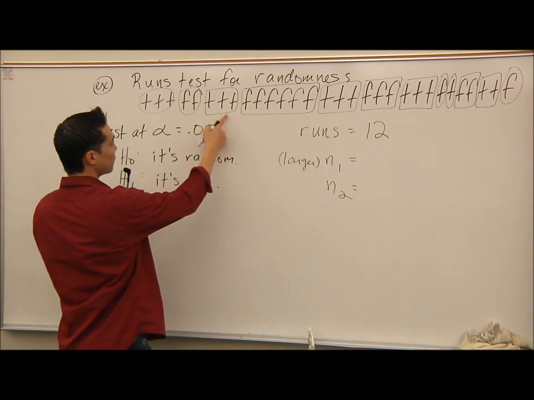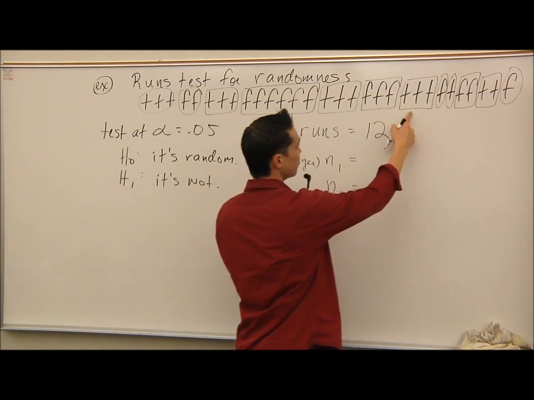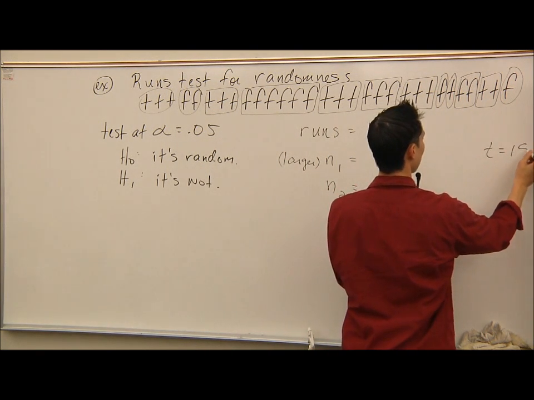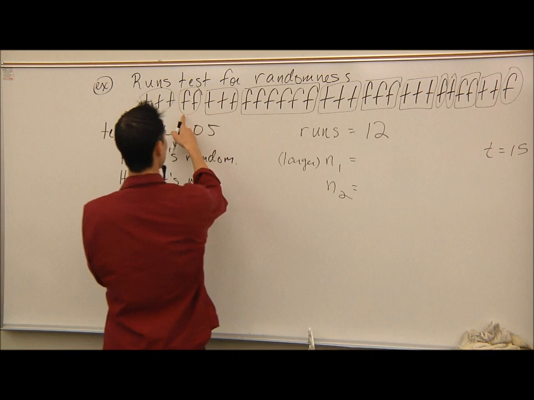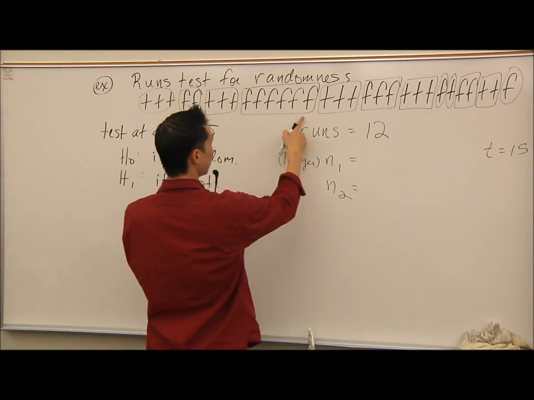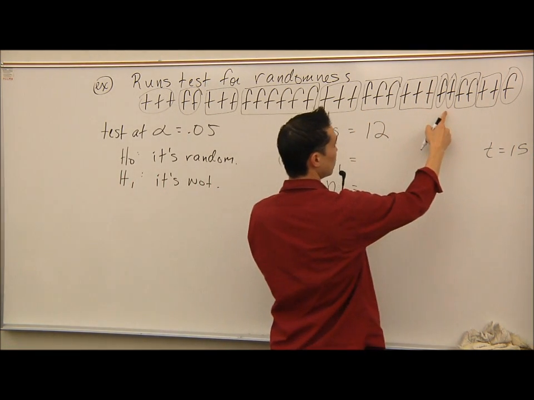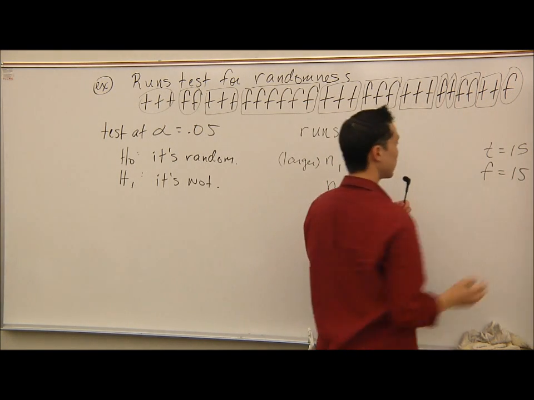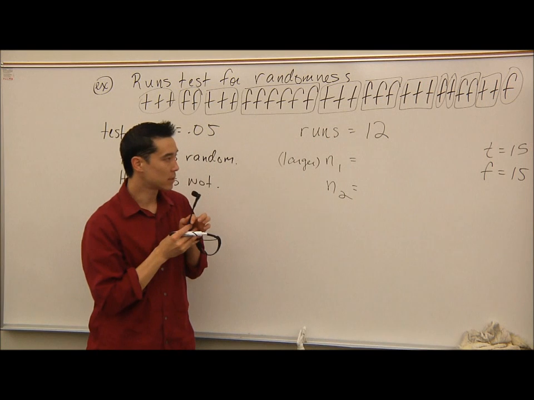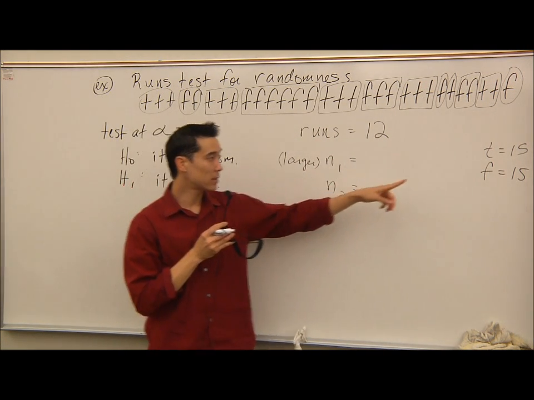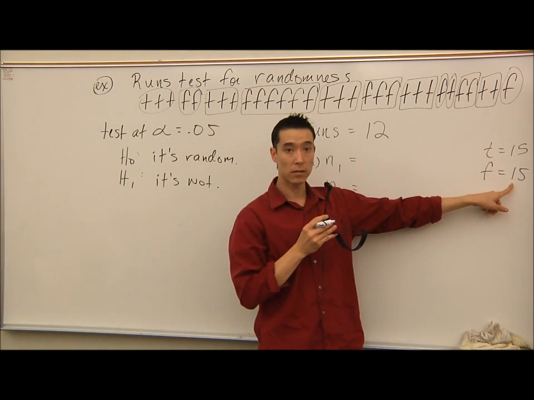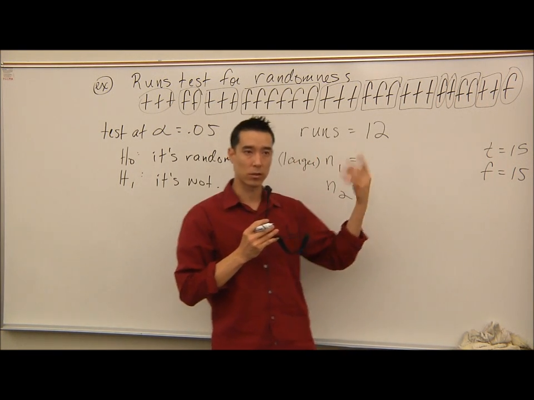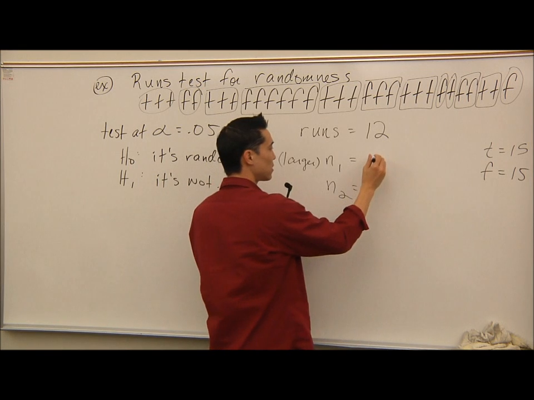1, 2, 3, 4, 5, 6, 7, 8, 9, 10, 11, 12, 13, 14, 15 trues. And let's count how many falses. 1, 2, 3, 4, 5, 6, 7, 8, 9, 10, 11, 12. Oh, 15 falses too. Okay, cool. So on this one, you could put either one because it doesn't matter, they're both 15. But let's say there were 16 trues and 14 falses, then clearly 16 would be N1, right? So N1's larger, just keep that in mind. But in this case, 15 and 15.